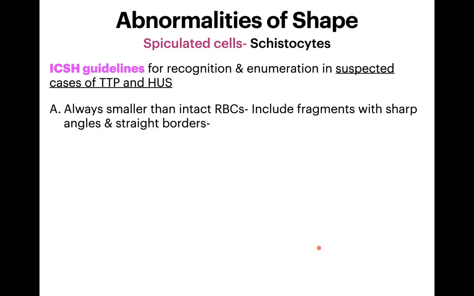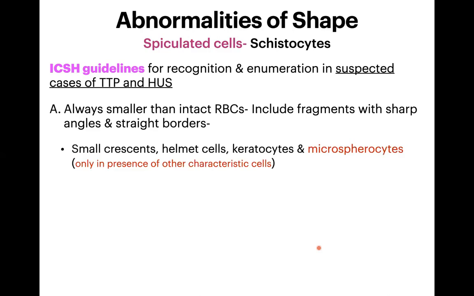When do you call a cell a schistocyte? They are always smaller than intact RBCs. They are homogeneously stained, and they include fragments with sharp angles and straight borders, like small crescents, helmet cells, keratocytes, and microspherocytes.